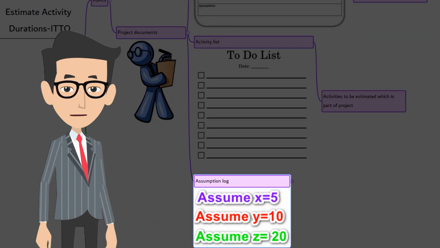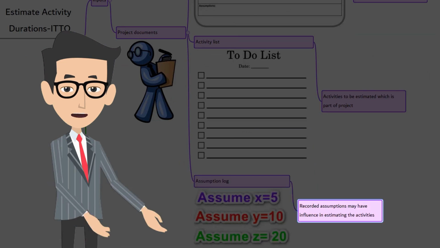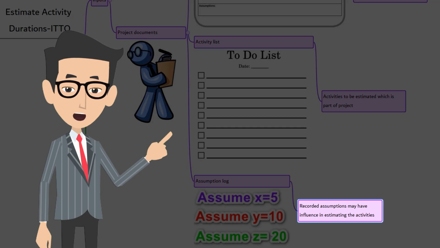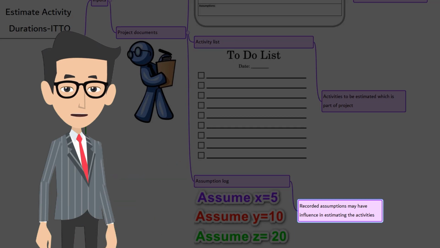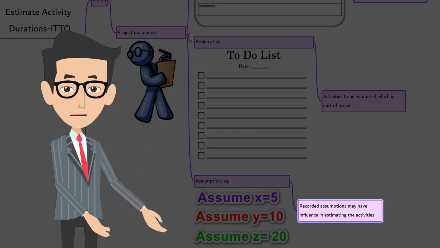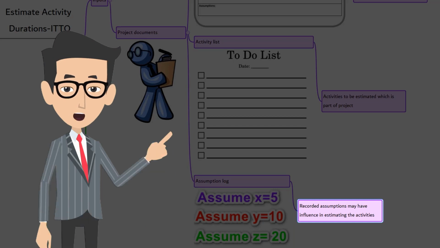The next one is assumption log. Similar to sequencing activities, the recorded assumptions and constraints may have impact in estimating the activities. Let's say, for example, for module 5, we will not get the best resource, but resource with average skill. So we may not be able to use expert judgment to estimate those activities. For some activities, we need to go by worst case scenario.